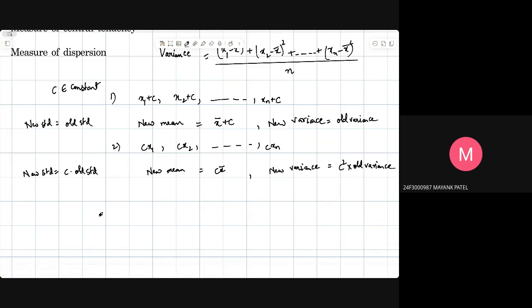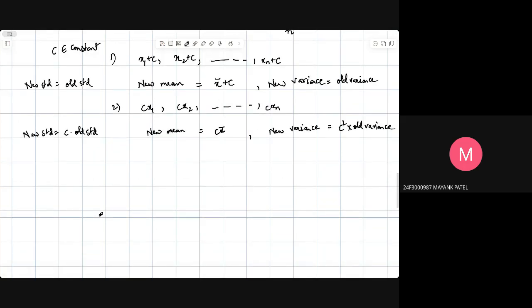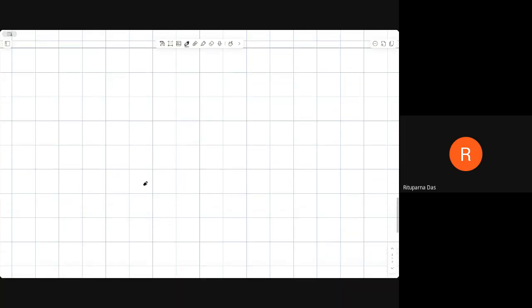Okay, so next time we are going to covariance and correlation.